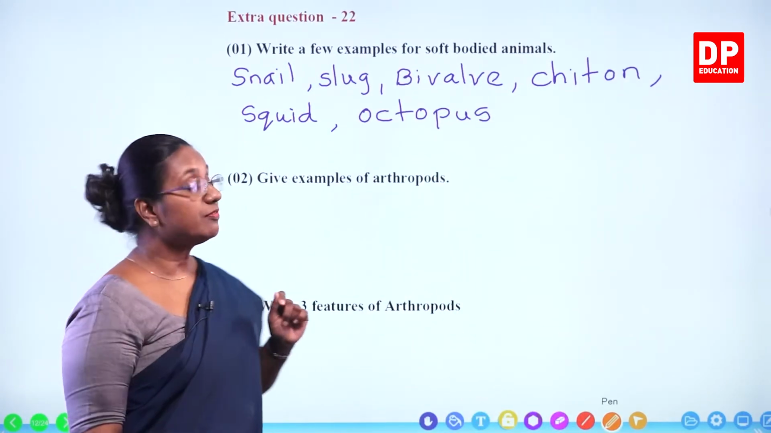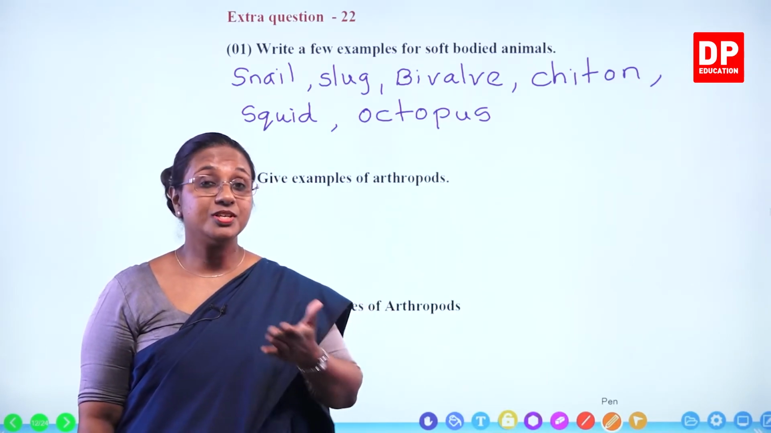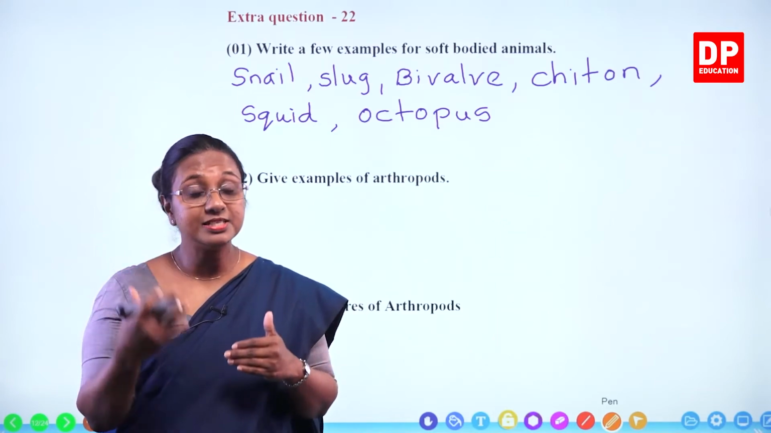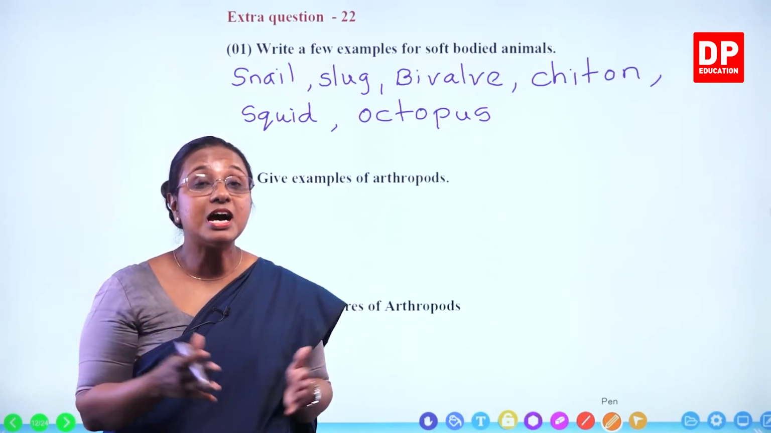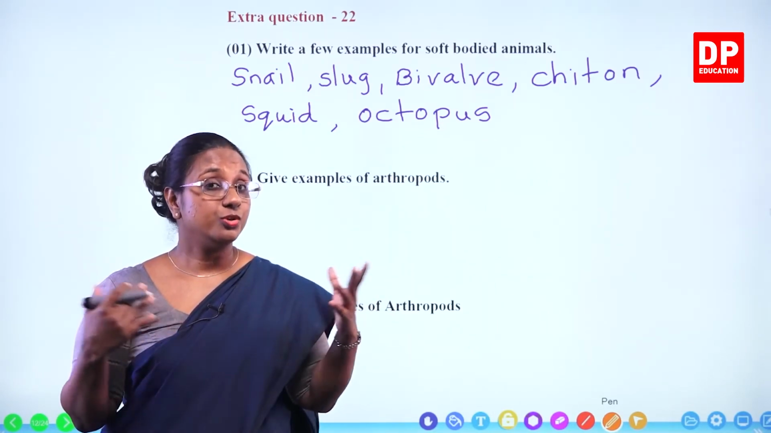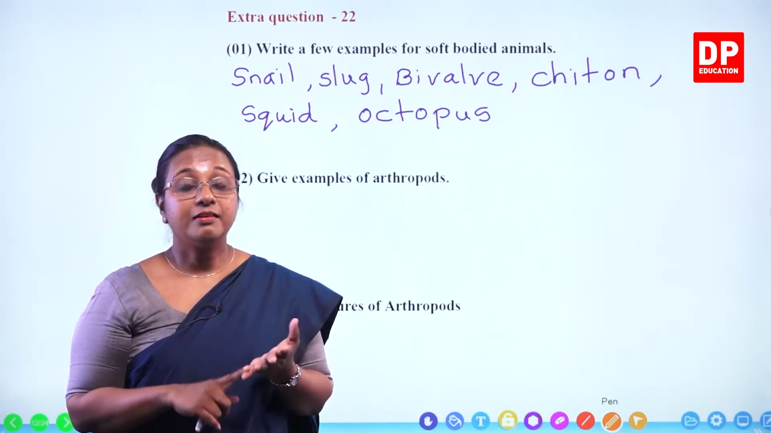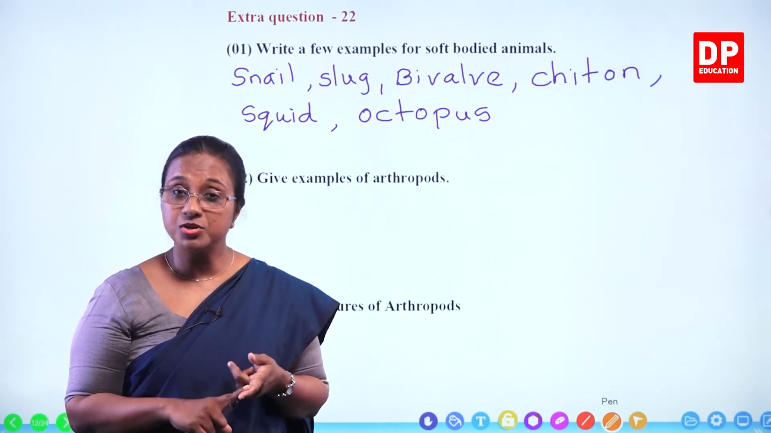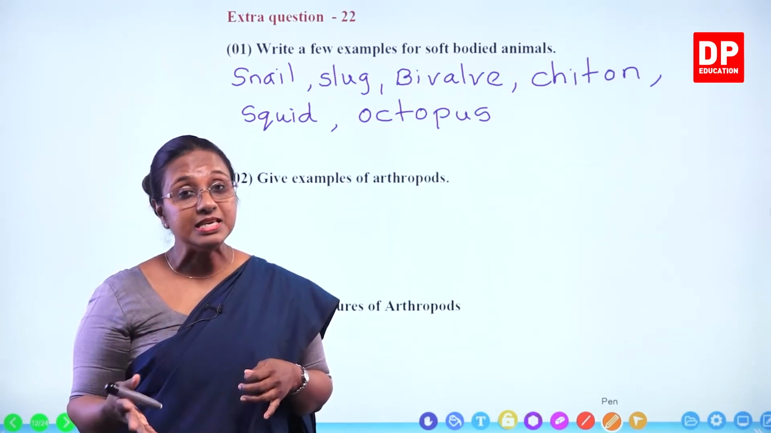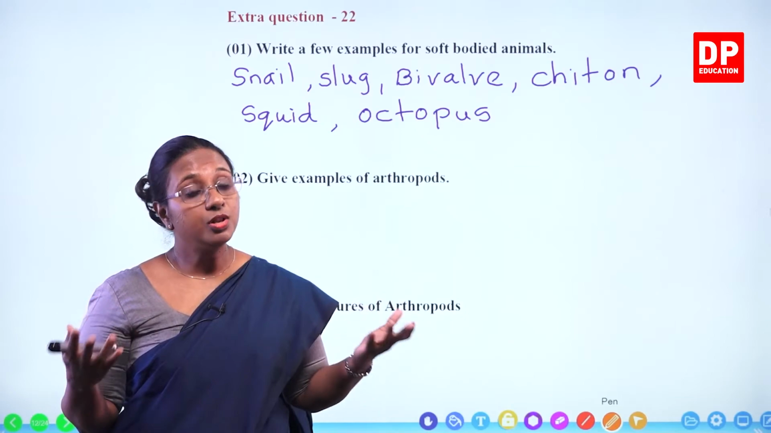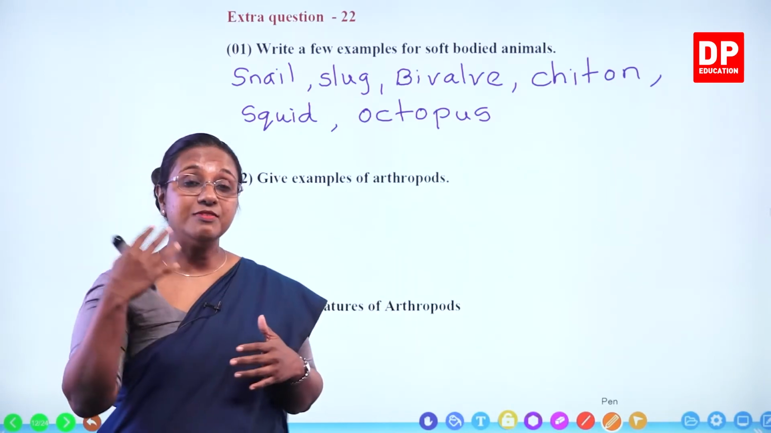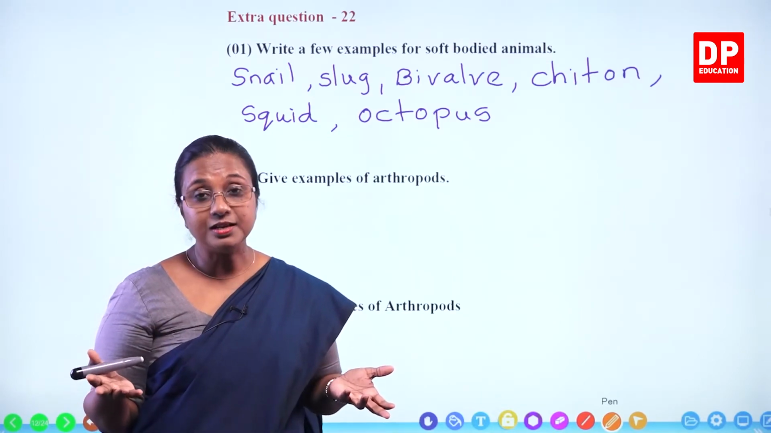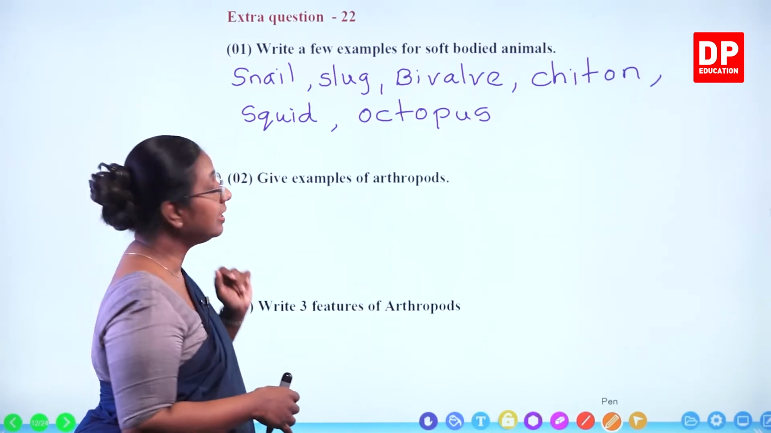Then we have the next question. Give examples of arthropods. Arthropods is the phylum that contains the largest number of species. So you know a lot of species. Crab, prawns, all the insects. So we can say butterfly, mosquito, beetle, bees, wasp, and all those come under arthropods. Even spider, centipede, millipede, scorpion, all of them come under arthropods.